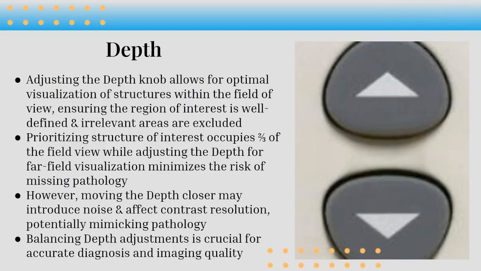Adjusting the depth knob allows for optimal visualization of structures within the field of view, ensuring the region of interest is well defined and irrelevant areas are excluded. Prioritizing the structure of interest so that it occupies 2/3 of the field of view, while adjusting the depth for far field visualization, minimizes the risk of missing pathology. However, moving the depth closer may introduce noise and affect contrast resolution, potentially mimicking pathology. Balancing depth adjustments is crucial for accurate diagnosis and imaging quality.